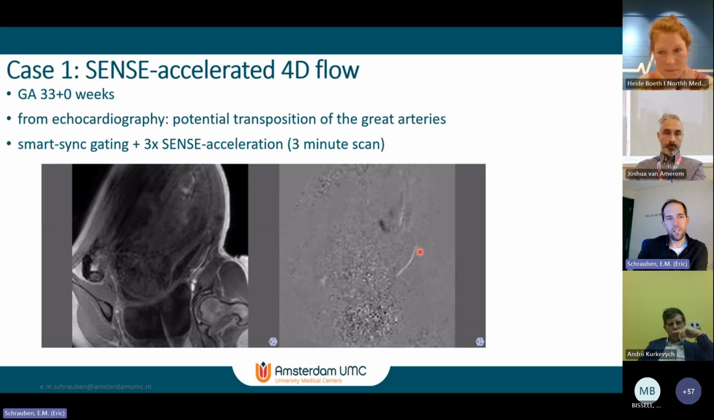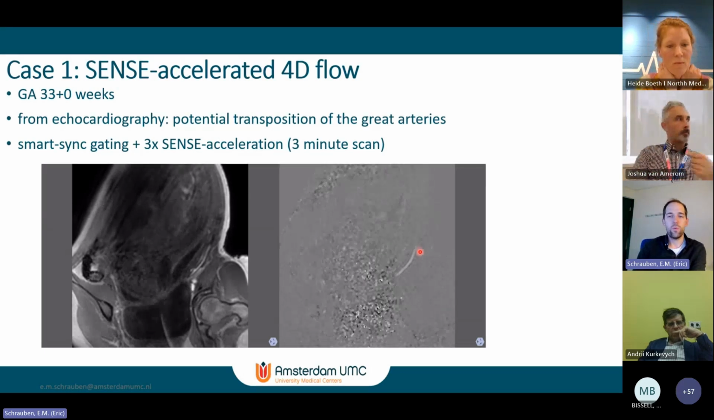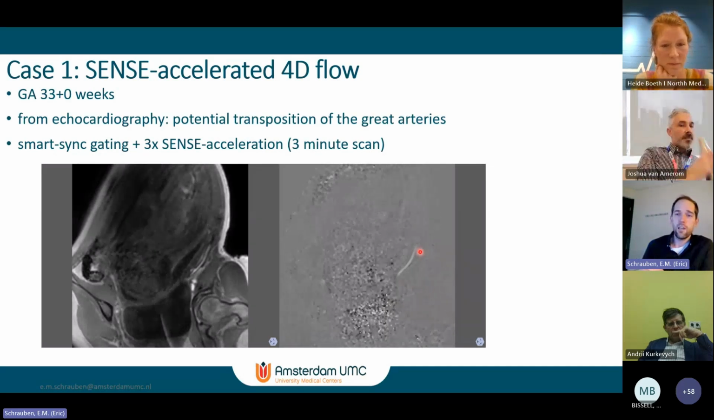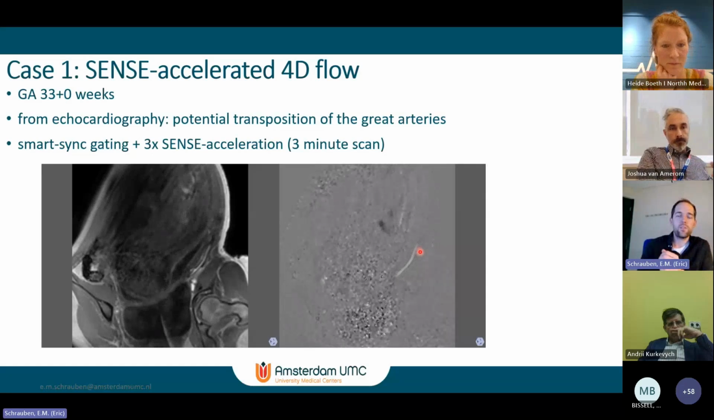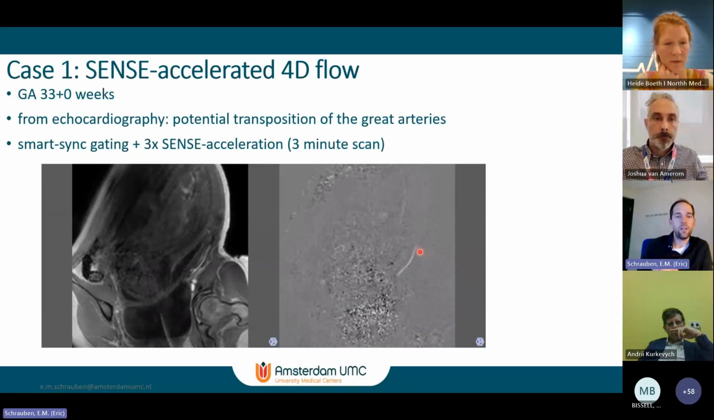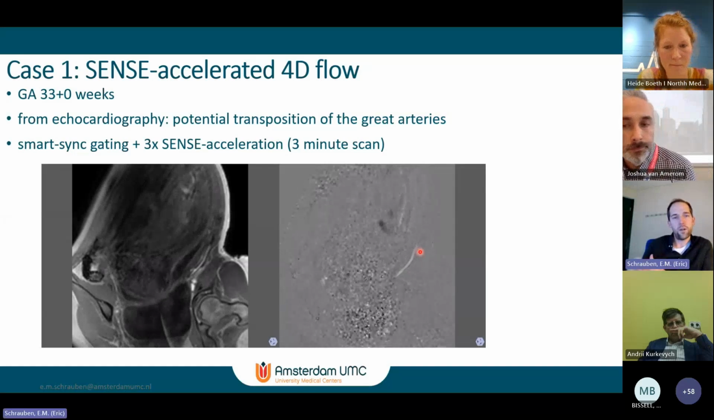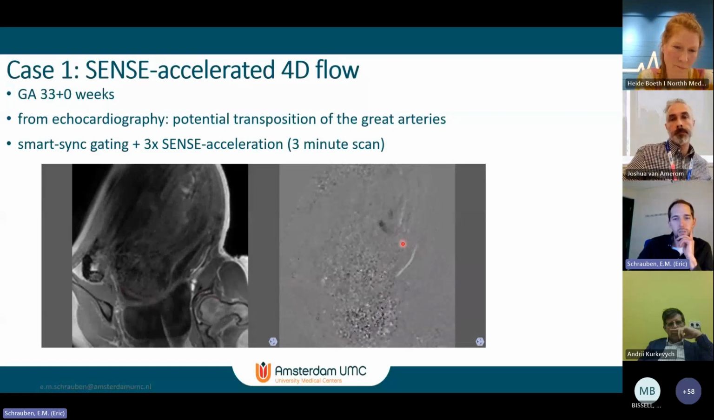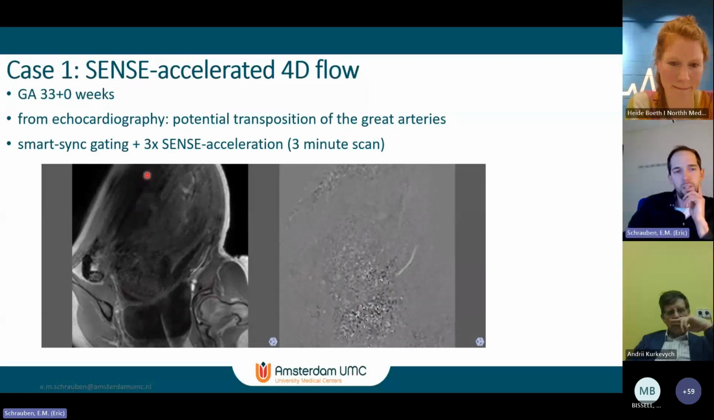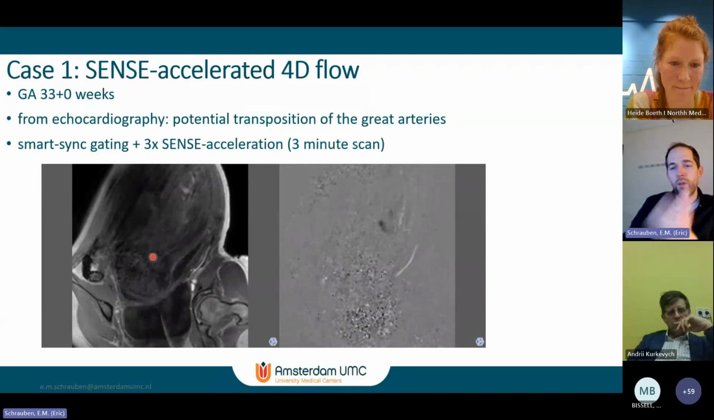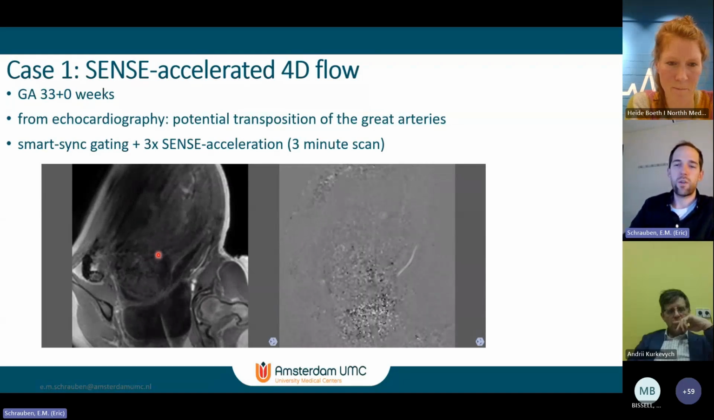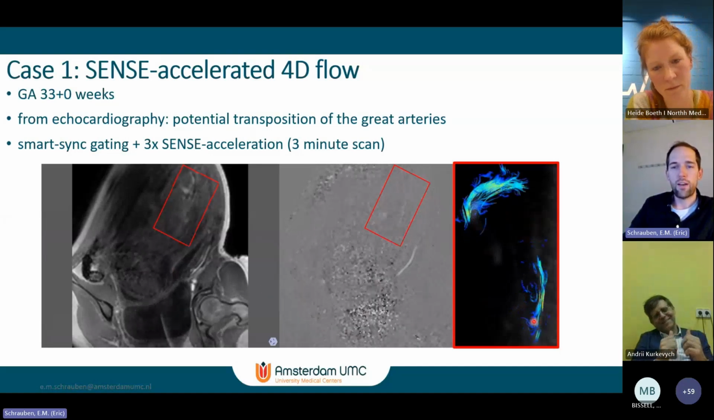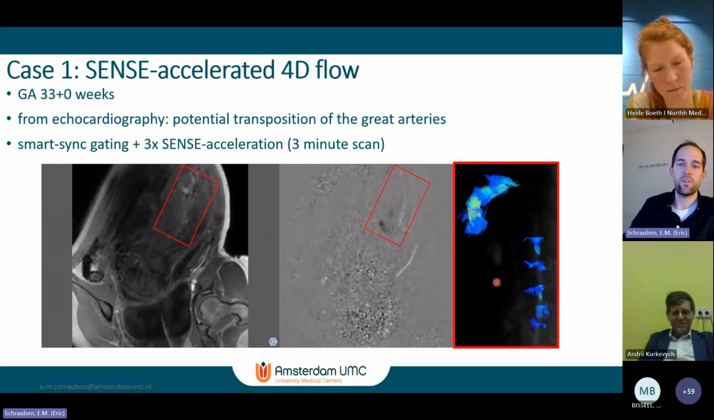So I wanted to jump directly into a case, which is a 33-week gestational age fetus, where from echo there was an inconclusive transposition of the great arteries. 4D flow MRI with a 3x sense acceleration and smart sync gating was performed, and this resulted in about a 3-minute scan time. From the magnitude and foot to head velocity images, we see pretty good signal with some maternal breathing artifact. When we loaded this without segmentation directly into a dedicated 4D flow software, we can appreciate some blood flow patterns, but nothing really too specific to note.